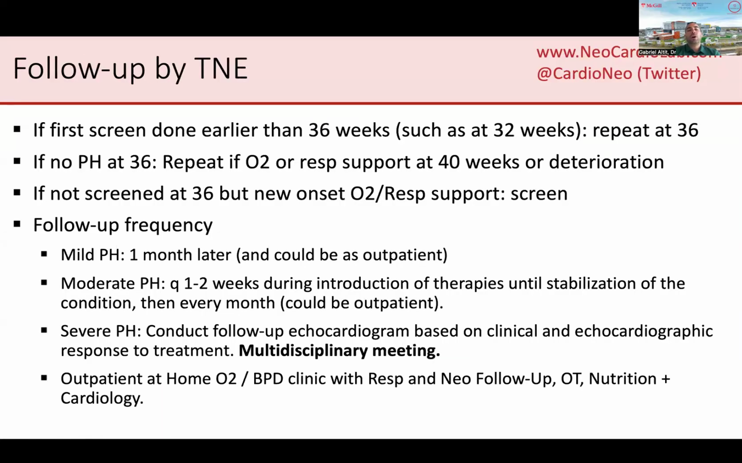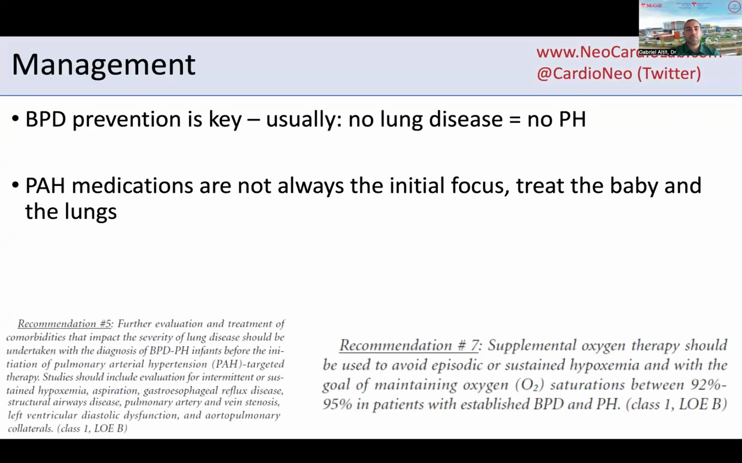So in our protocol, if we have mild pH, we'll follow a month later. Moderate pH, we follow about one to two weeks. And severe pH, we meet as a multidisciplinary team and start right away to do intensive follow-ups plus management. And so if there's no pH at 36 weeks, we only will repeat at 40 weeks as we're still on oxygen or respiratory support. And if the patient was not screened at 36 weeks but has new onset oxygen or respiratory support, then we screen.